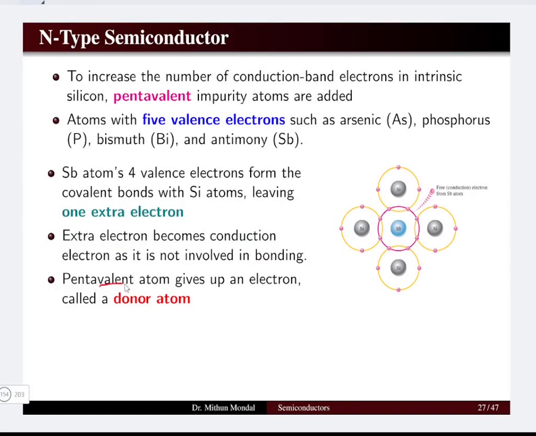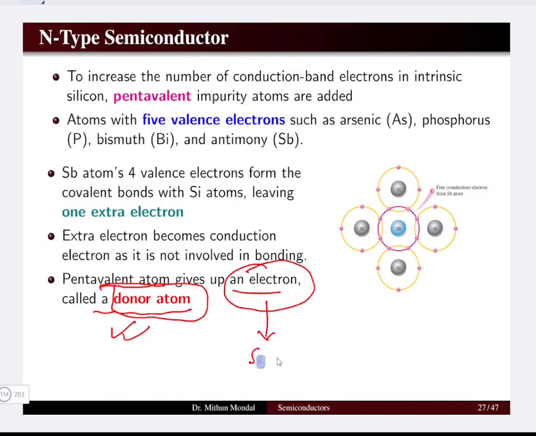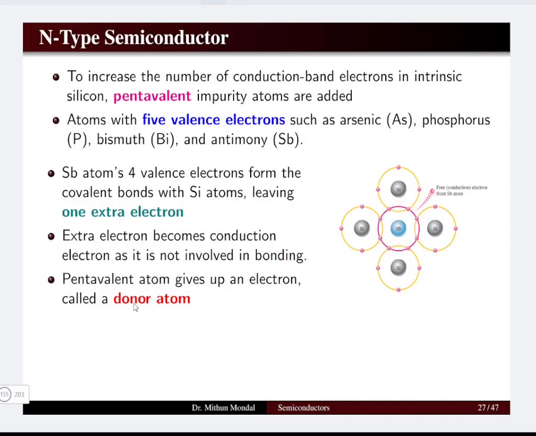Since the pentavalent atom gives up 1 electron, it is called a donor atom. The pentavalent atom is known as a donor atom because it is giving an electron to the silicon for its conductivity. So conductivity is formed when the silicon is given 1 electron by the donor atom from the pentavalent. Here we can see that the covalent bonds are formed by the 4 valence electrons and 1 electron is free, which leads to the formation of conduction electrons.